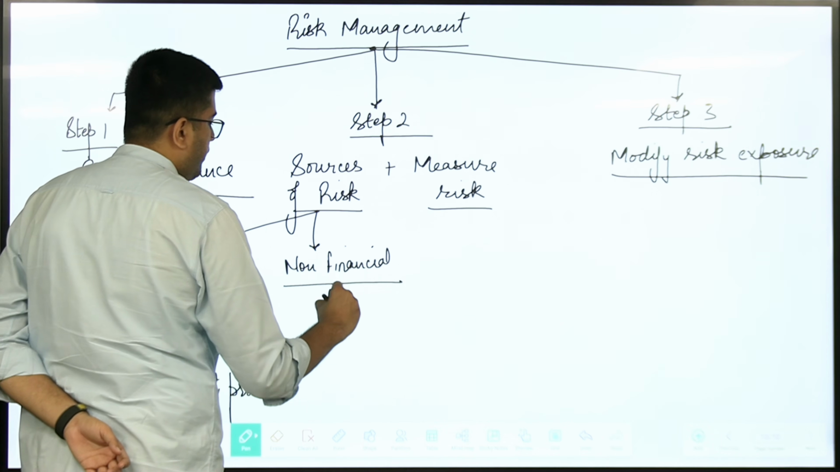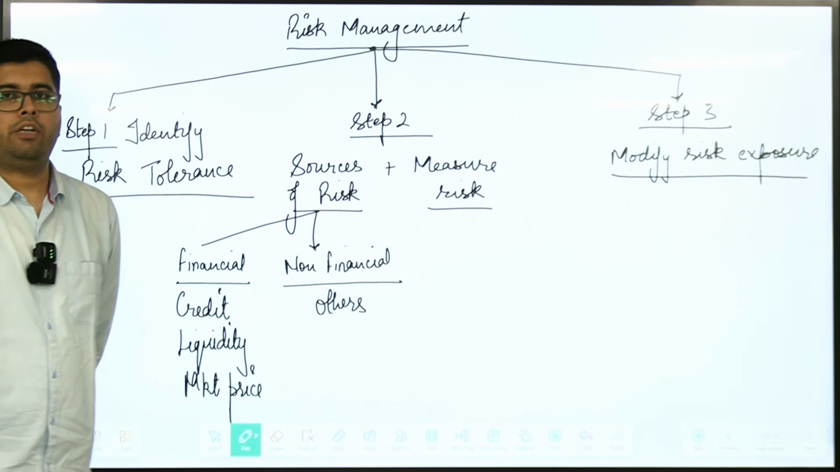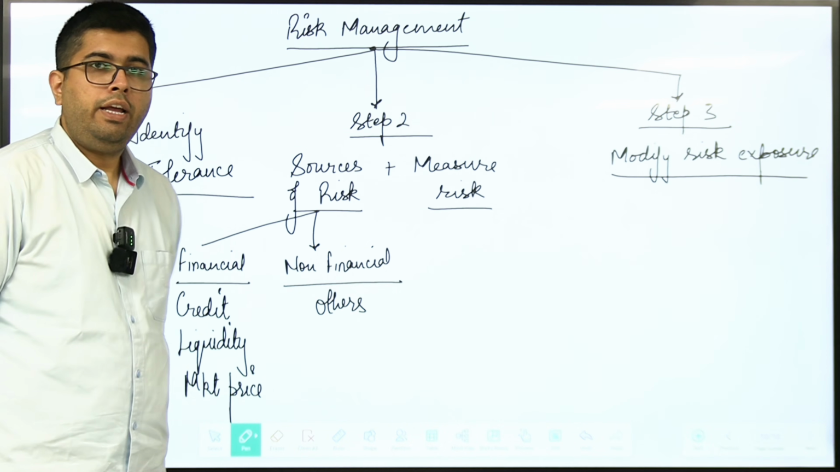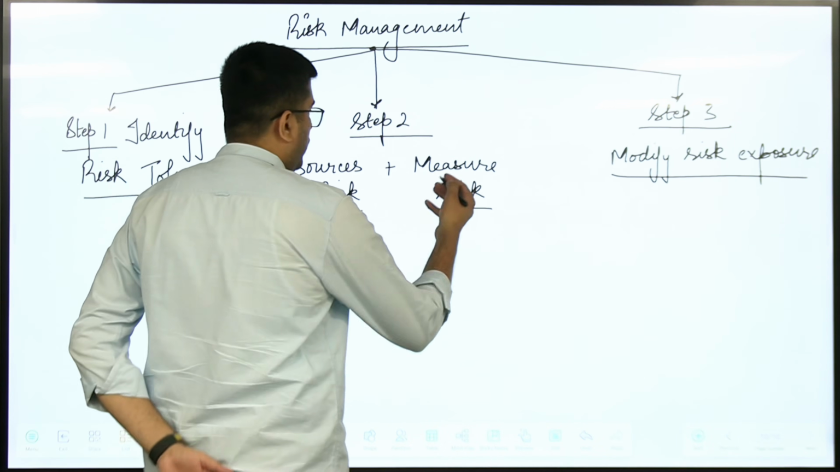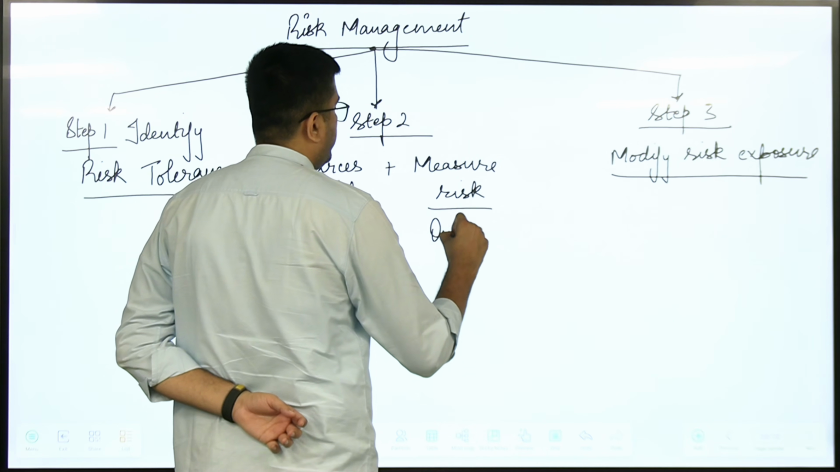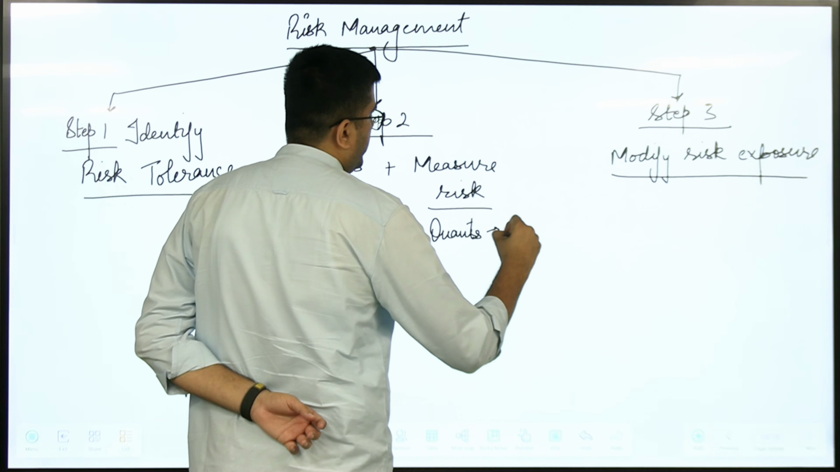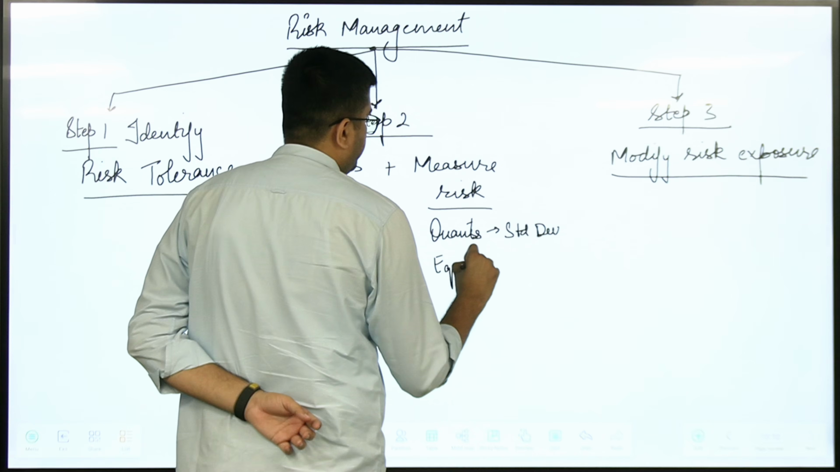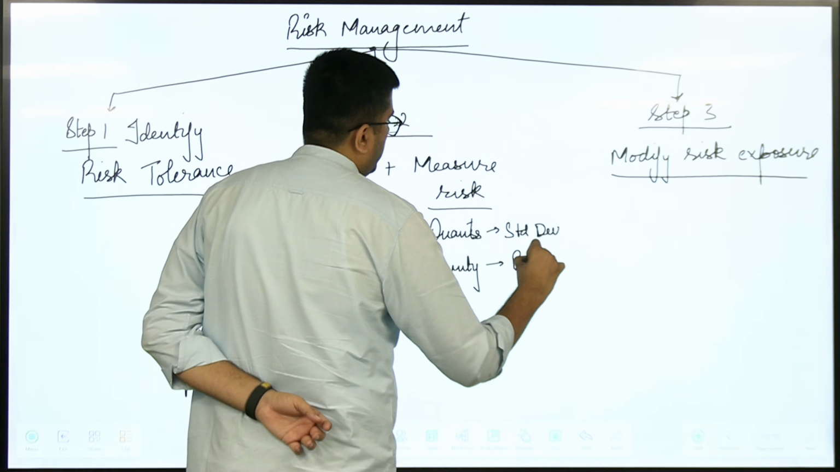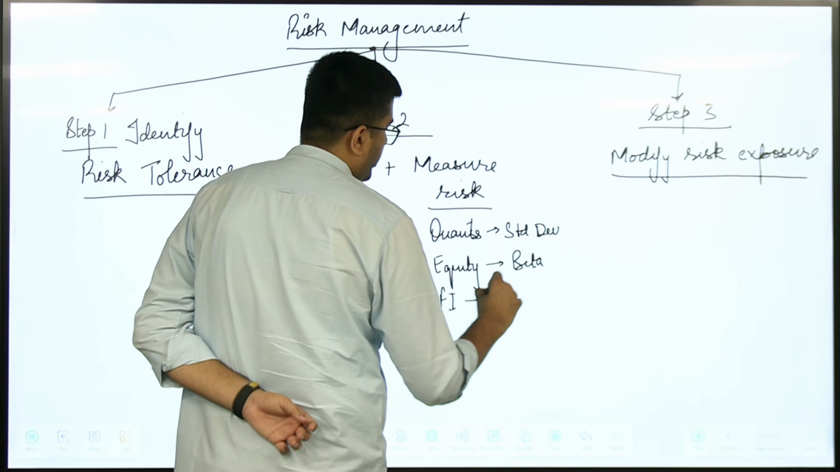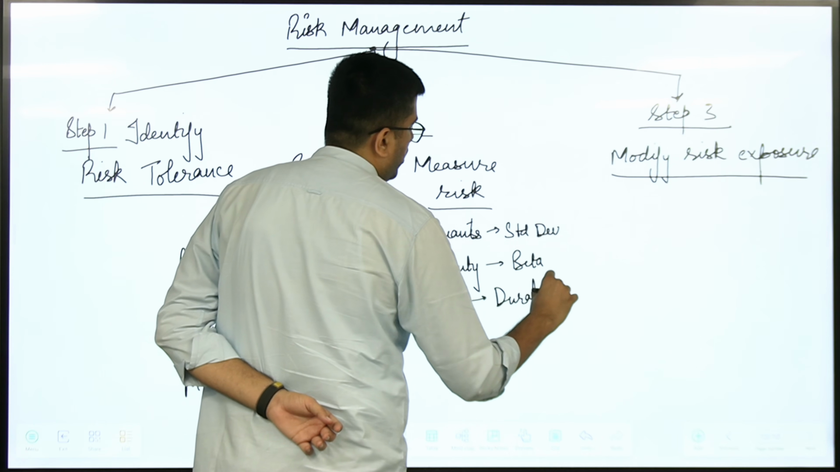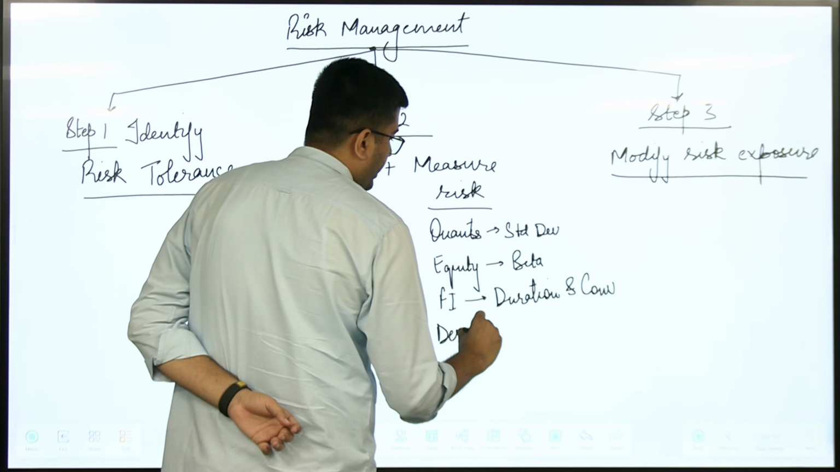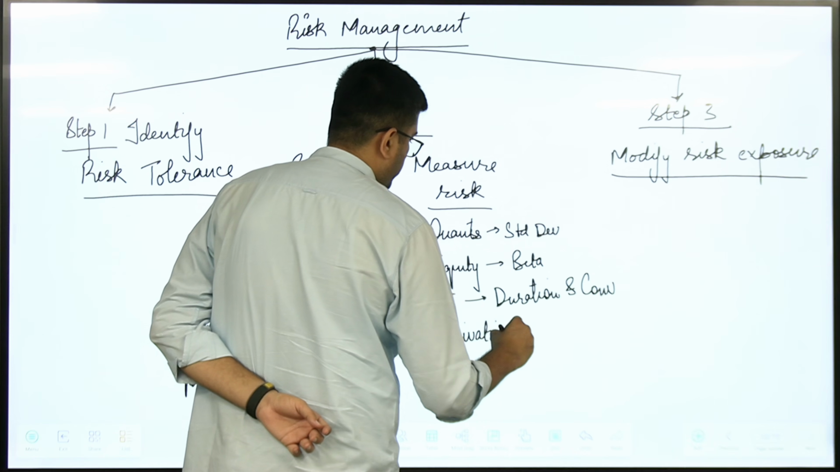Apart from this, every other type of risk, political risk, technological risk, regulatory, legal, accounting, everything else is a non-financial risk. And then to measure all of these, throughout our syllabus, we cover a bunch of techniques. In quants, we have studied standard deviation. Then for equity, we study beta. For fixed income, we study duration and convexity. For derivatives, we study option Greeks: delta, gamma, vega, theta.